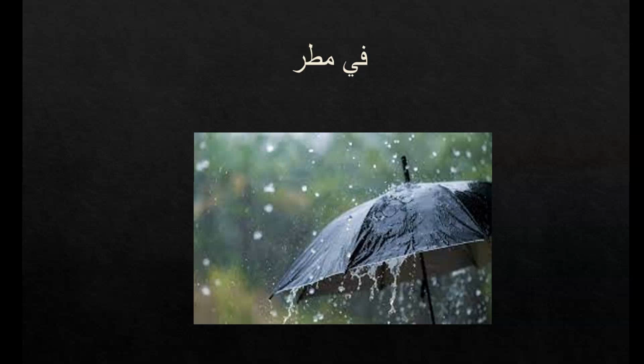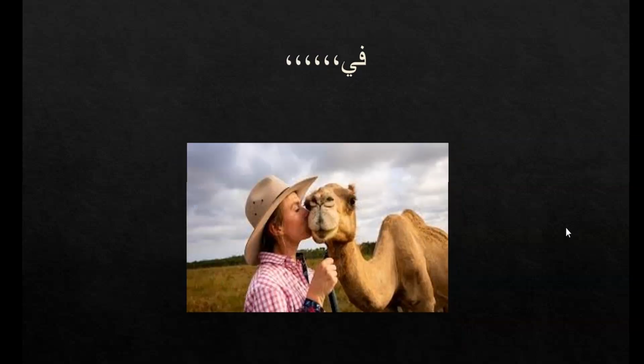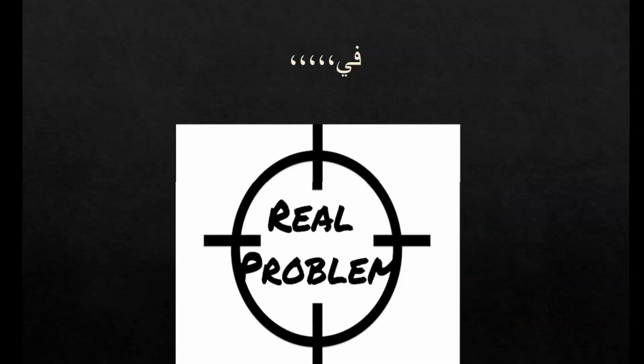If you want to say there are children, you can say في أولاد. So the word after في could be plural or singular, and in this way it could mean there is, there are. In this picture, في جمل, جمل, camel. في شجرة, there is a tree, or في شجر.